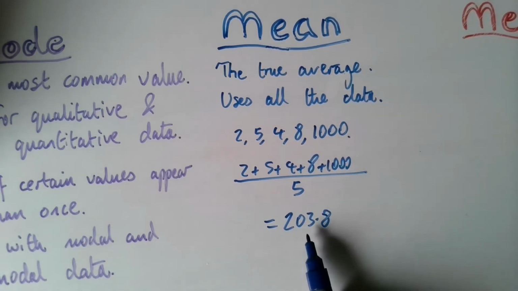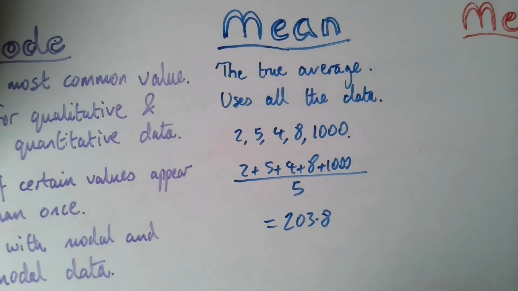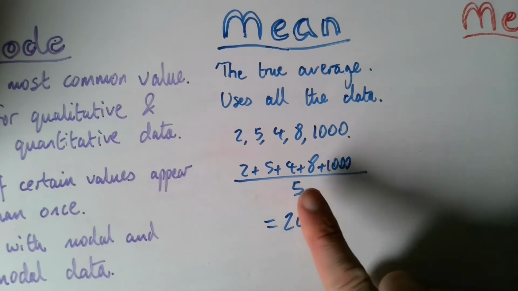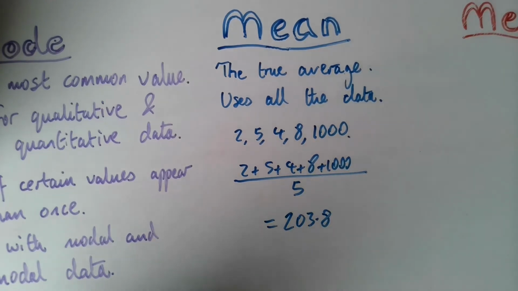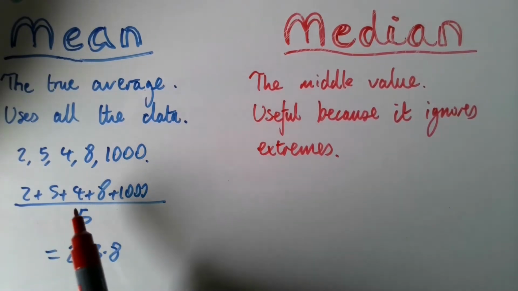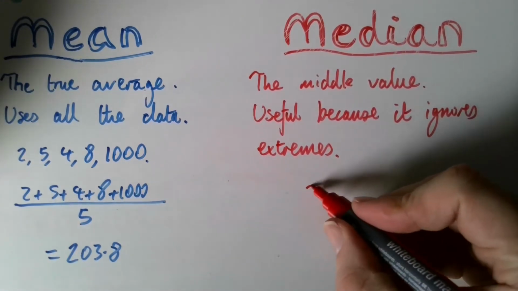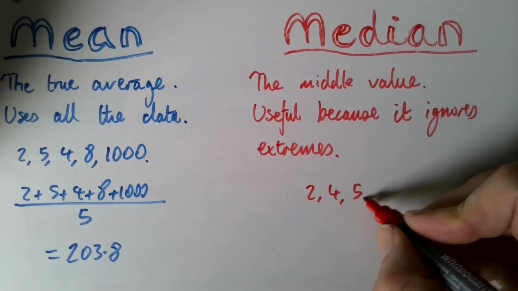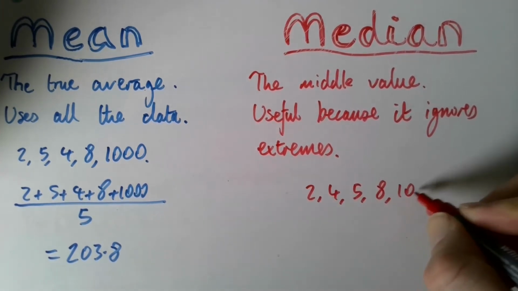Now you can see that 203.8 is no way typical of our data. It's way too small to be relevant to that one, and it's way too big to be relevant to those. And this is why the median is very often more useful. So let's see how that would be useful with our data that we've got here. We'd just put it in order first, wouldn't we? 2, 4, 5, 8 and 1,000.